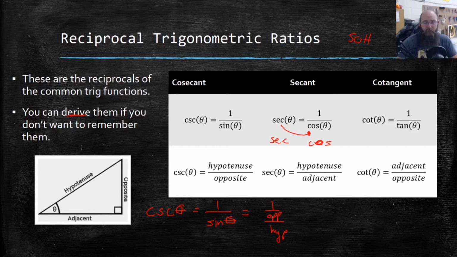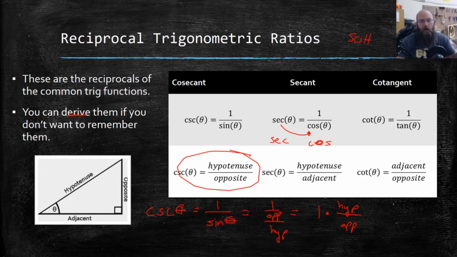Or really, dividing by a fraction is multiplying by its reciprocal. So this is then the same as 1 times, right? Keep, then I change my division to multiplication, and then I flip my bottom. So hypotenuse over opposite. And that gets me this one. Okay, so I personally would just remember sine, cosine, and tangent, and then I would make all of the other ones as I needed them.